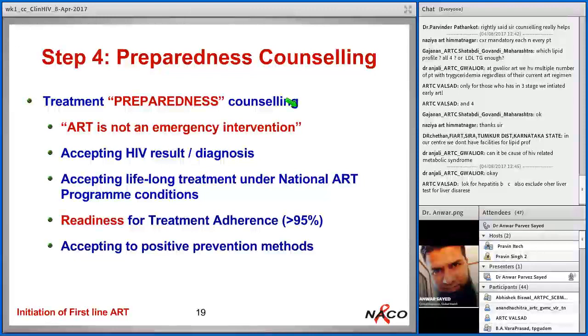For Hep B, Hep C, also exclude other liver tests for liver disease. Yes, if it is available, you can again go ahead and do the investigations. Tests to identify chronic active hepatitis for PLHIV with Hep B, Hep C co-infection and others like blood sugar, LFT, lipid profile are to be performed.